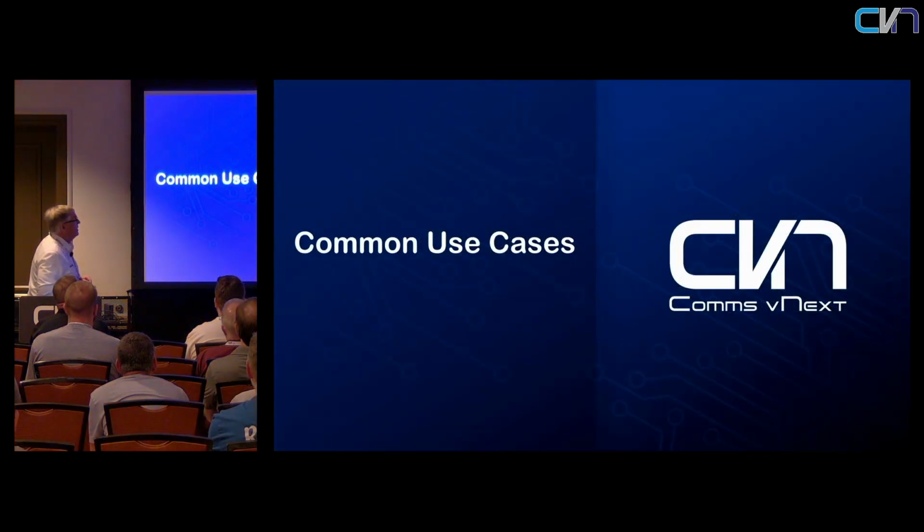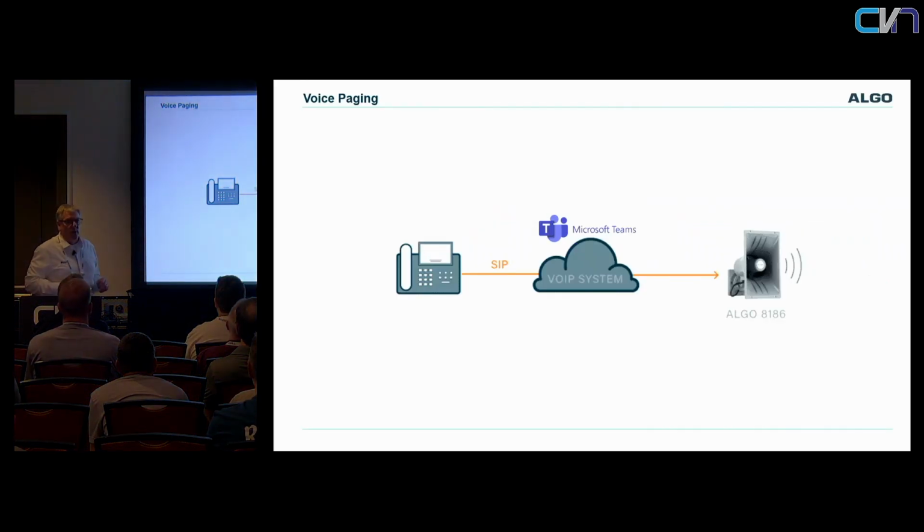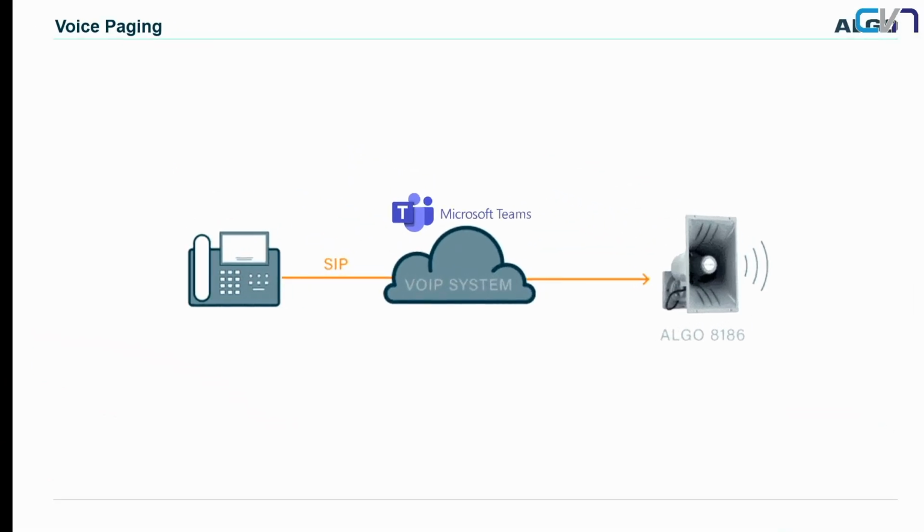So, common use cases. This is what we can do right out of the box. You can take any one of our devices and deploy it on the network, connect it to PoE, and put it in Teams mode. We're going to consume a common area license, and you can register the device, call it, and do paging. Okay?